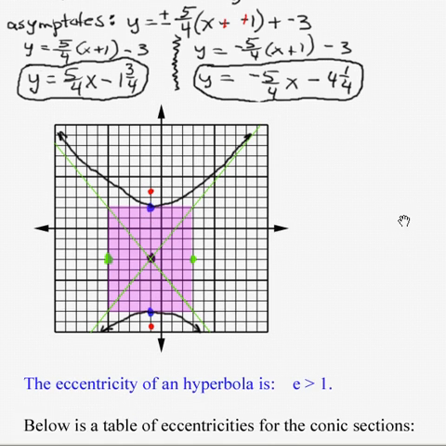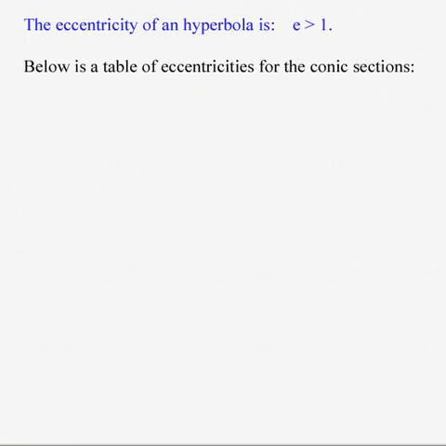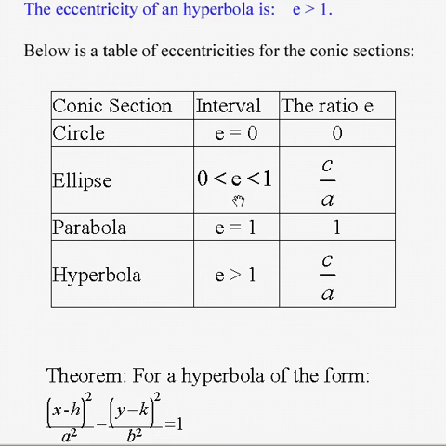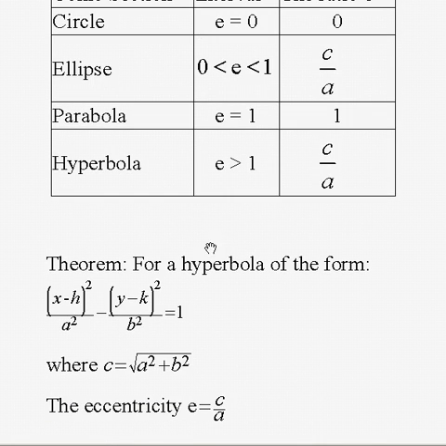So getting back to eccentricity, for a hyperbola, it's always a number larger than 1. And as we look at the table for everything, eccentricity for a circle, remember, was 0. For an ellipse, we had a number between 0 and 1. Parabola was 1. Hyperbola is greater than 1. And we have a theorem for both hyperbolas and ellipses that essentially tells us that eccentricity is calculated as c over a. Well, that's our first look at hyperbolas for today.